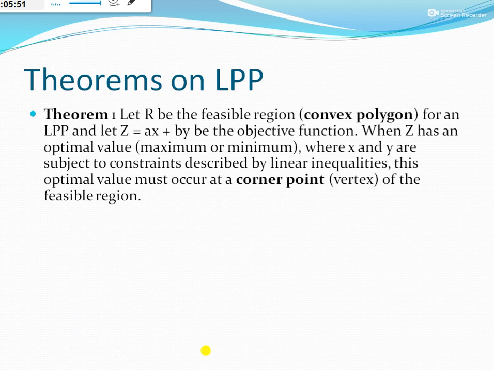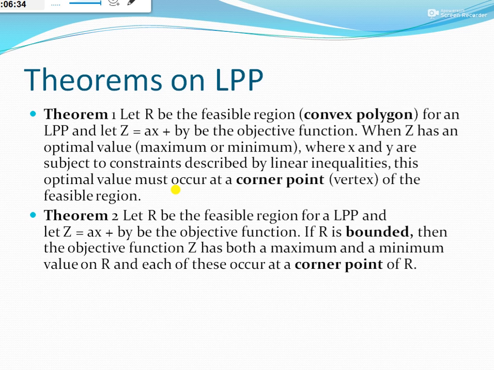And now theorems on the LPP. Let R be a feasible region, that means the common region, a convex polygon, for an LPP. And Z is equal to AX plus BY, that is the objective function. And when Z has an optimal value, that means maximum or minimum value, where X and Y are subject to the constraints described by linear inequalities, this optimal value must occur at the corner points, that means the vertex of the feasible region.